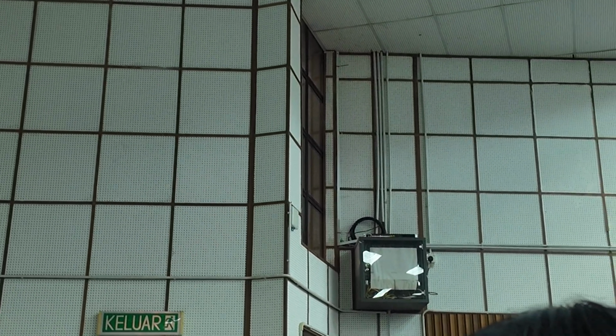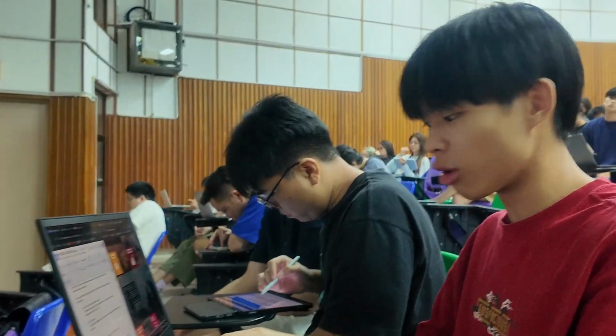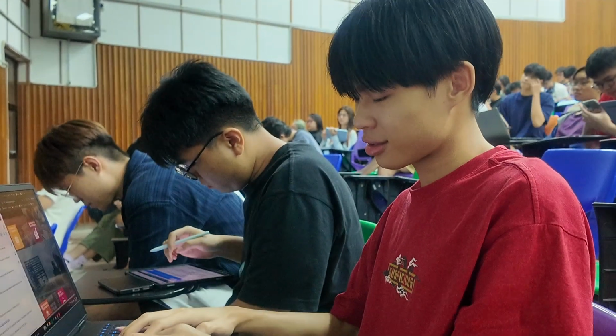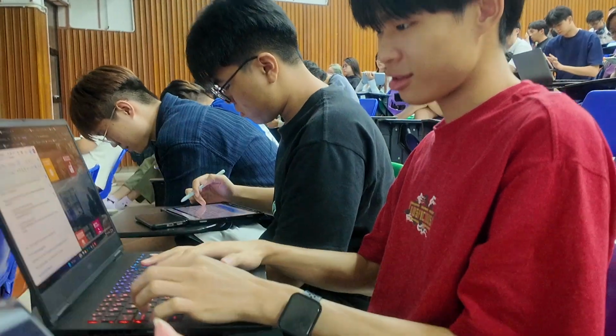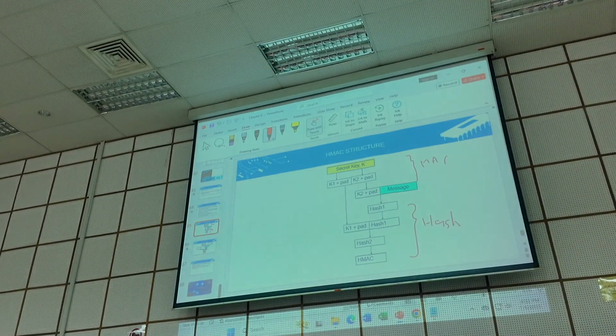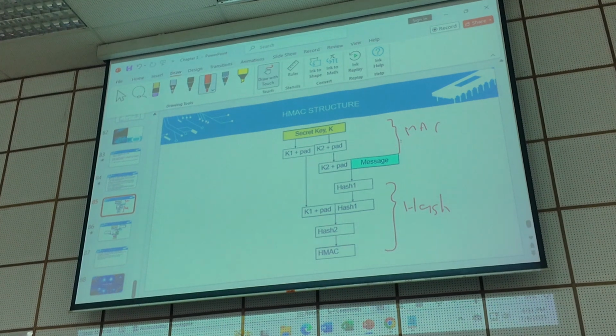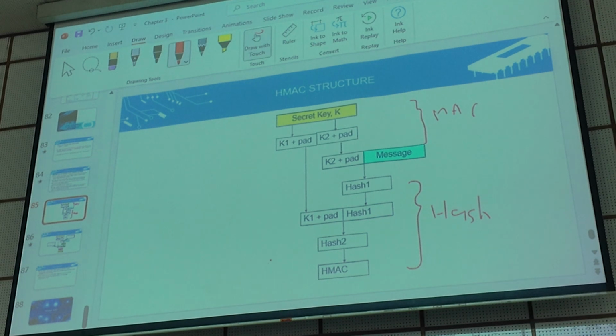You can see the last part combines the hash function with the message authentication code. What is the MAC? Message Authentication Code. Then here is the hash function. The message authentication code is attached to the message and then goes to the hash function, so you get the final output.